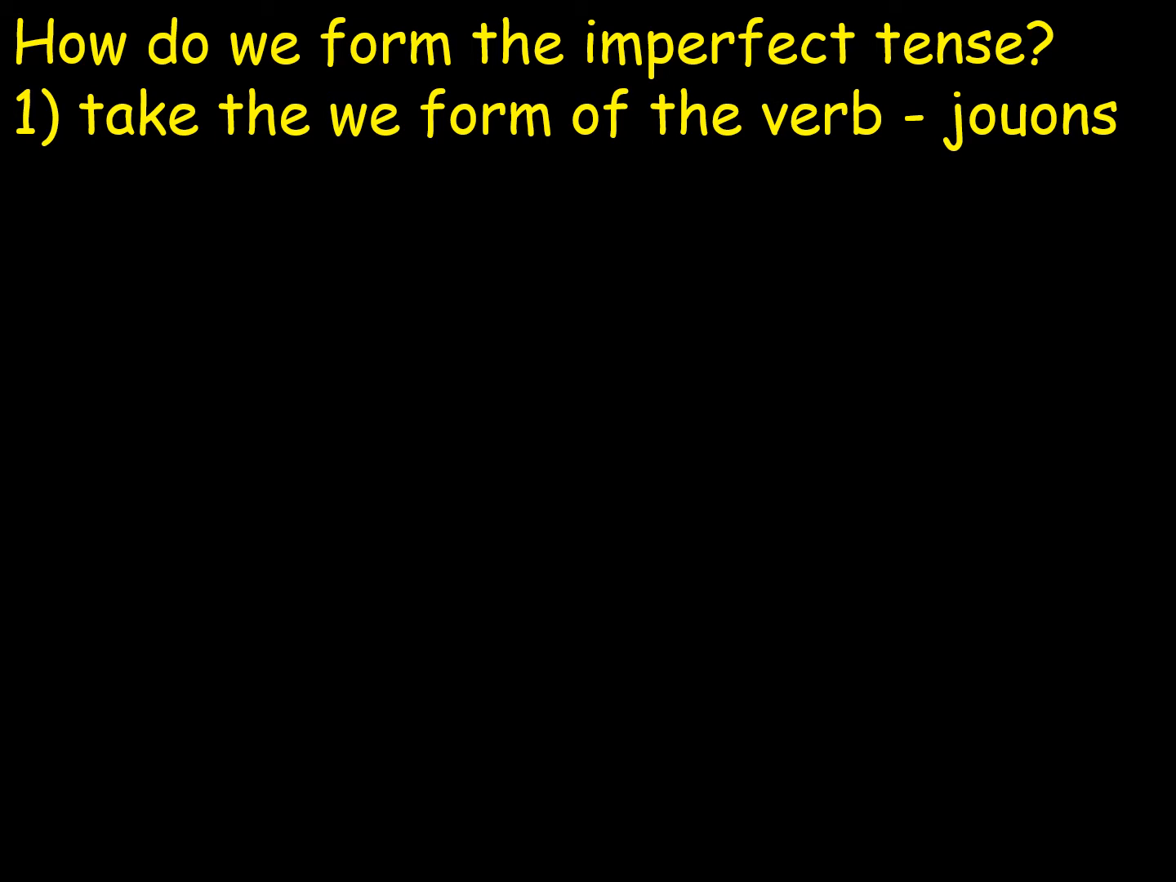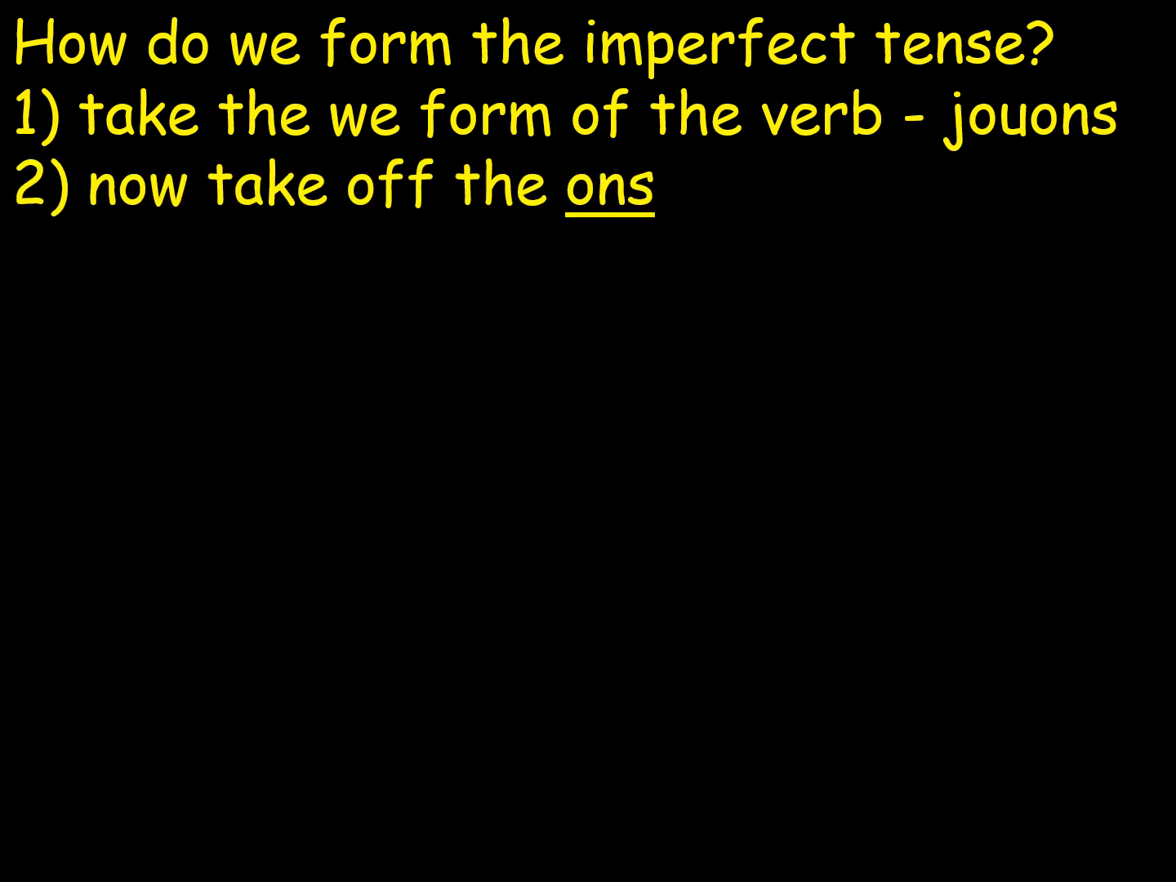And that is not always the same for an IR verb or an IRE verb. But we find that form, so think about present tense, ONS on the end. You might have to look some of them up, especially some irregular ones like boire, to drink, perhaps, would be a bit tricky. So we find the we form in the present tense and we take off the ONS. So that's how we say we play in the present tense, first of all.